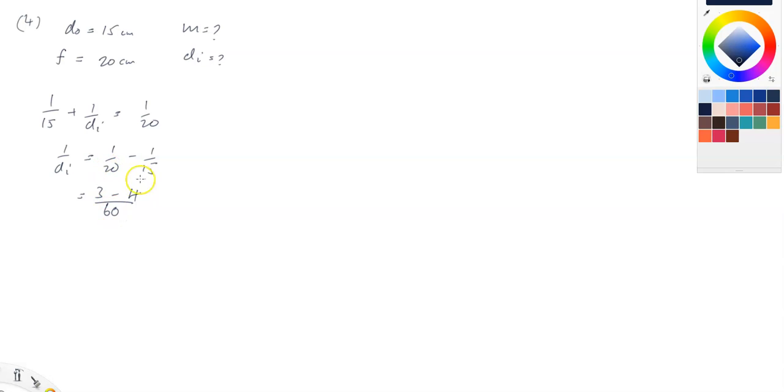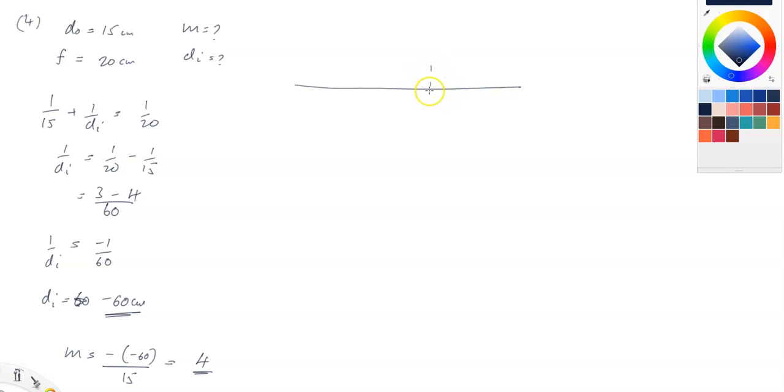Am I doing this right? Yep. So minus 1 over 60. This is 1 over DI. So DI is negative 60 centimeters. For a lens, if you have a negative number, that means it's in front of it, same as the object. And this is going to be a virtual one, right? Okay, so question is, what's the magnification? Negative DI, negative negative 60 divided by DO, which is 15. 60 divided by 15, 4, bigger.